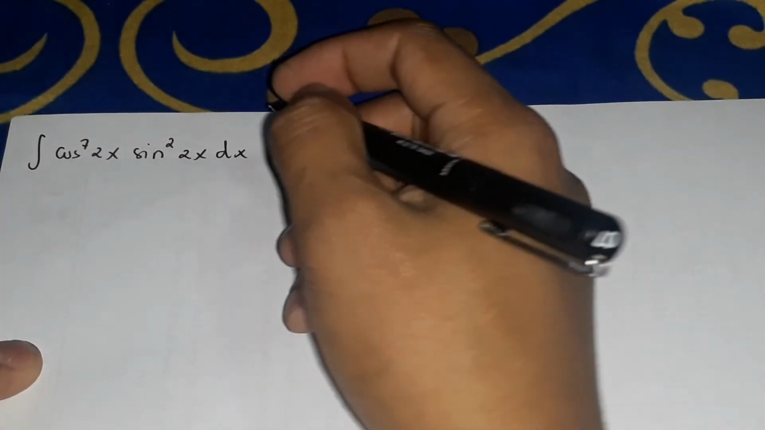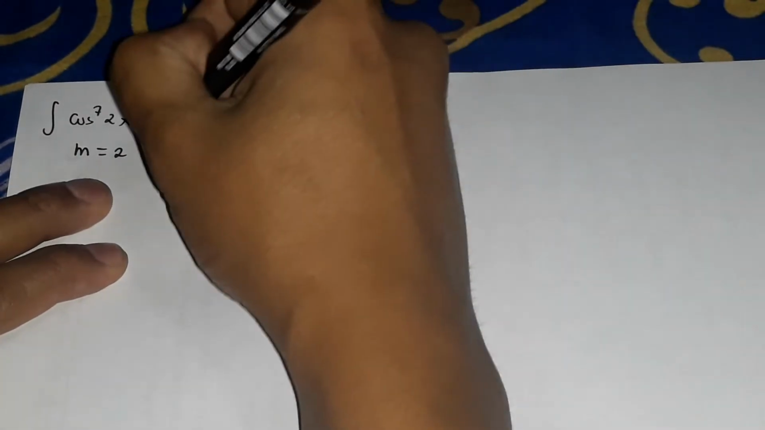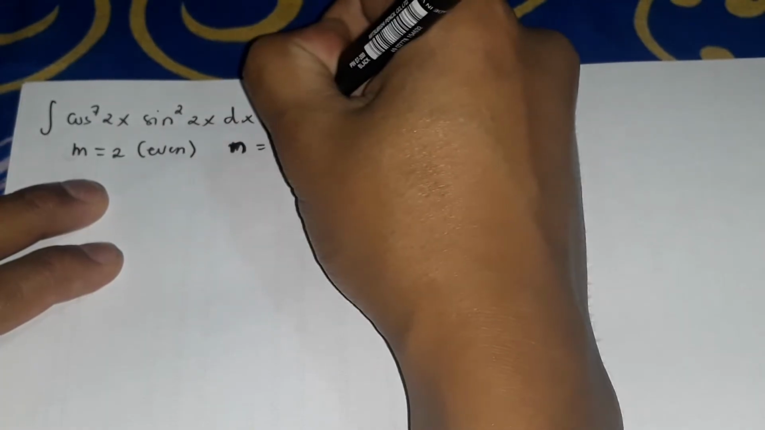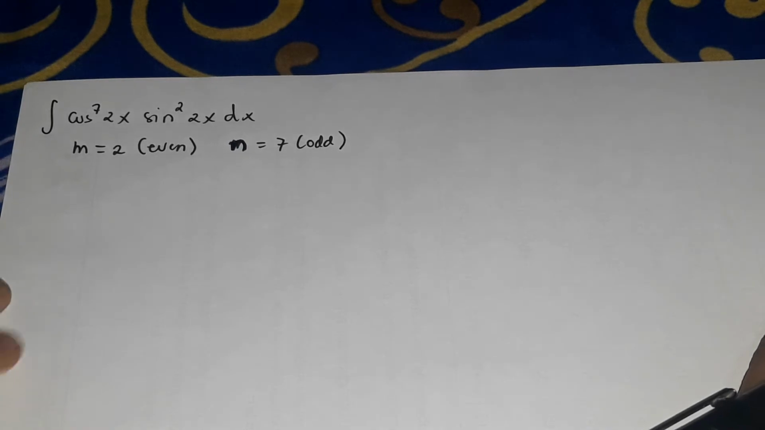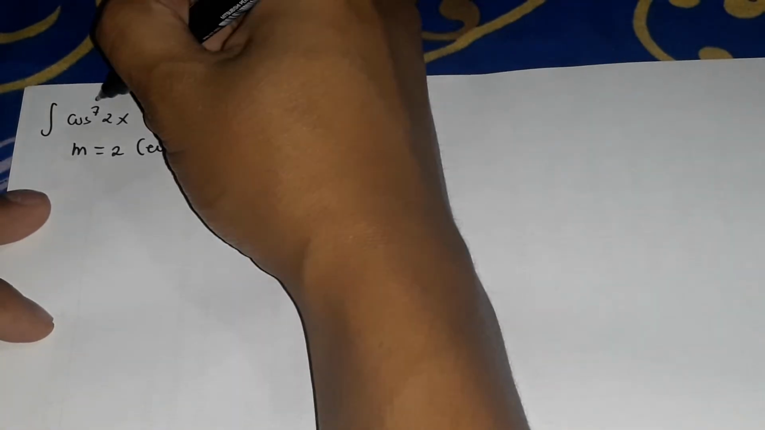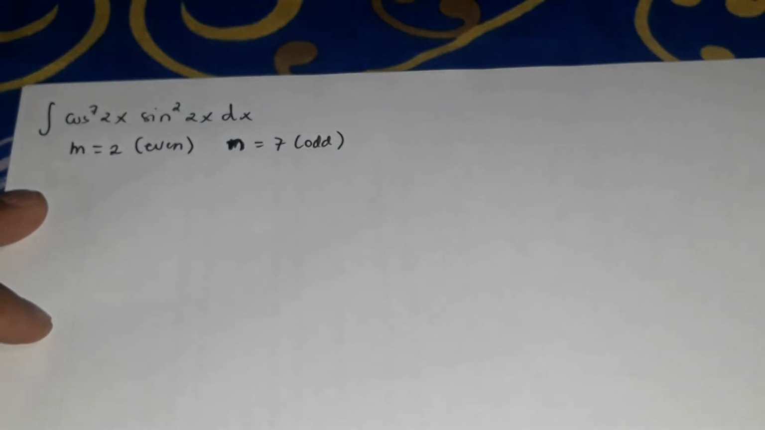So we identify the powers of your sine and cosine function. We have m, the power of sine, equal to 2, which is an even power. And then that's n, which is equal to 7, which is odd. Okay, so again, we will work on the odd power. So cosine raised to 7 2x.